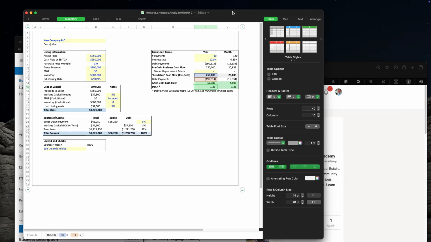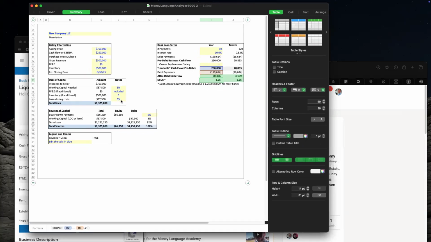Maybe even look on Facebook Marketplace and apply those 5 principles to it. Then, if it passes that test, plug it in and see what the DSCR is. See what the actual numbers look like, and then we can go from there.